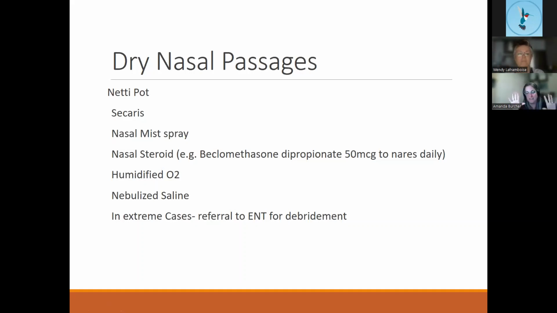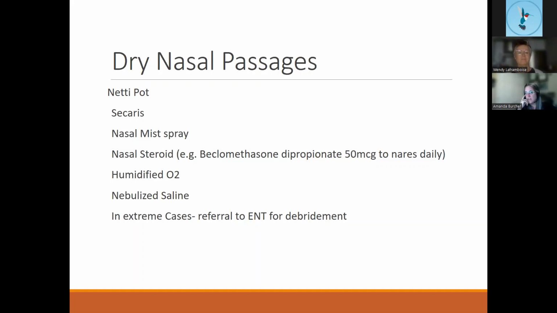For her, I actually consulted ENT, and they recommended debridement, but they also recommended this kind of stepwise approach, and that's what I have here. So first, you want to think about doing nasal irrigation twice a day with a neti pot or any of the other over-the-counter nasal irrigations that are available.